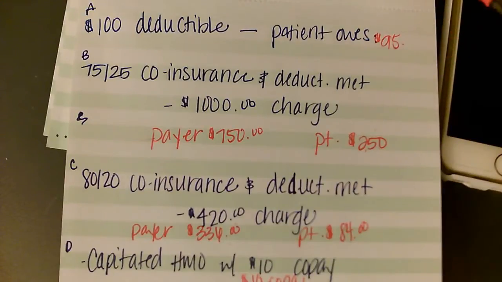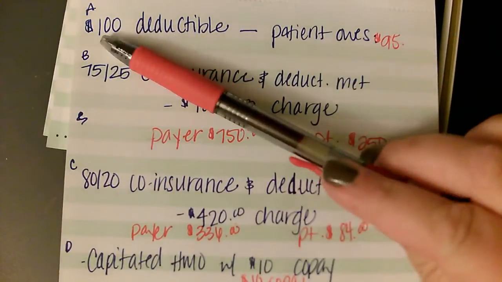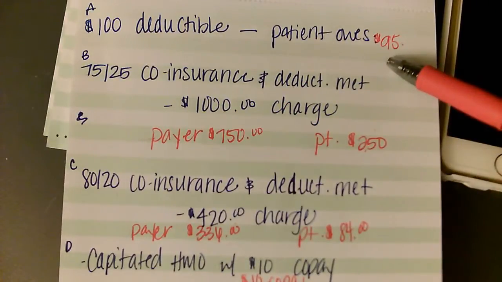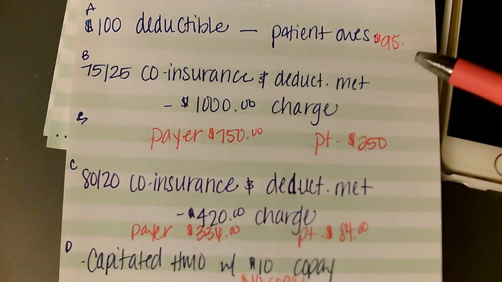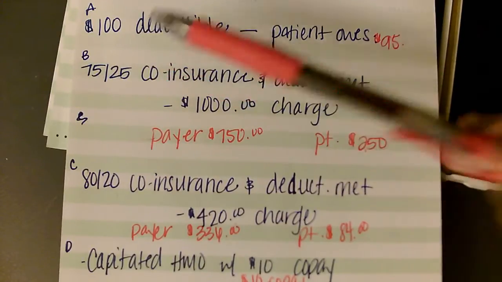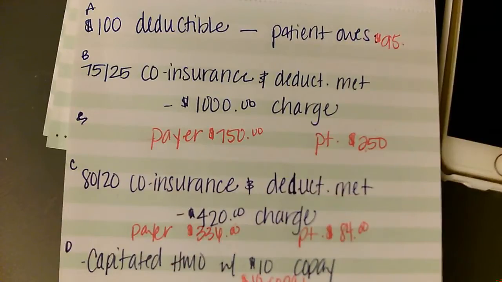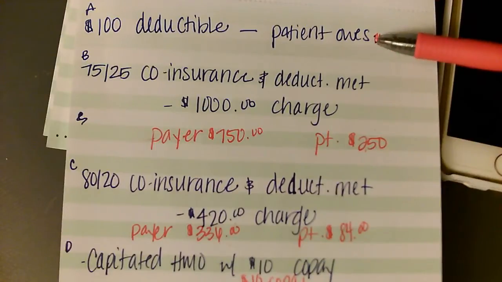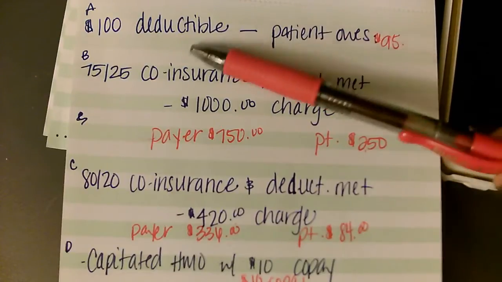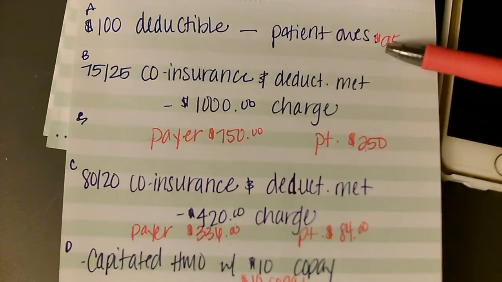So for letter A, we have a patient with a $100 deductible and the patient is billed $95. The patient will still owe $95 because their deductible has not been met. So if you haven't read through your chapter, then you may not know that your deductible has to be met before your insurance will cover any portion of your medical expenses. Since this patient's deductible has not been met, they will then be billed the full $95.